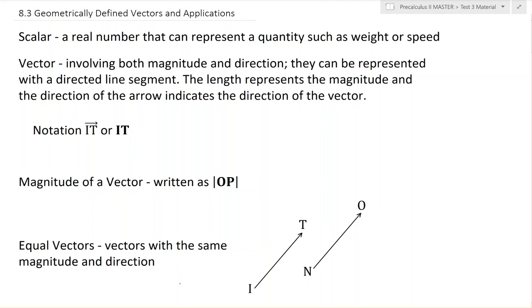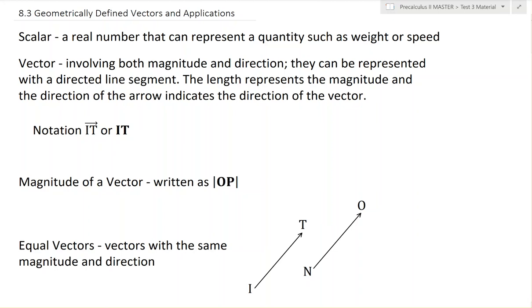Now the notation is this: IT with an arrow above it, and you can see that the first letter that is written is the initial point, and then the end is the terminal point. The T is where that arrow ends. So they'll either write it like that, or in books you will see it as a bold IT. When you write vectors, you will need to go ahead and write the arrow above your notation there.